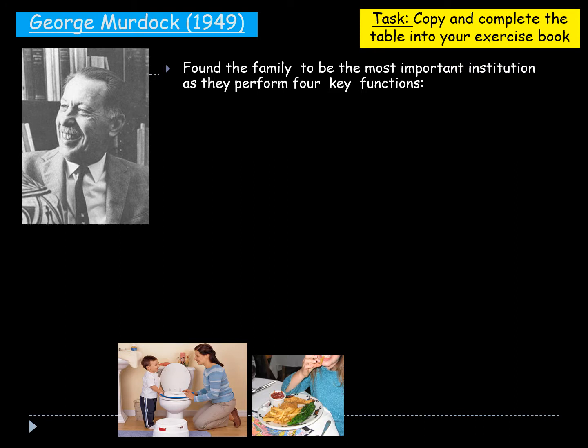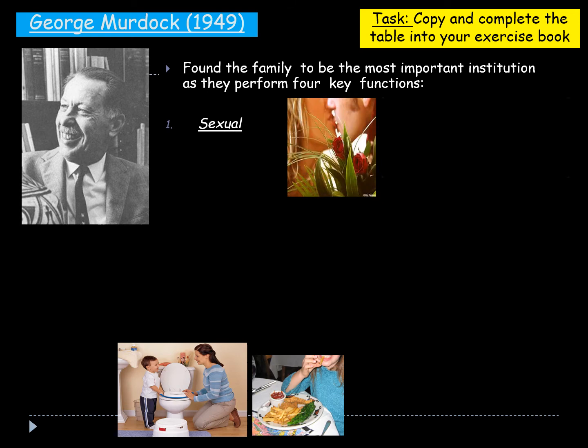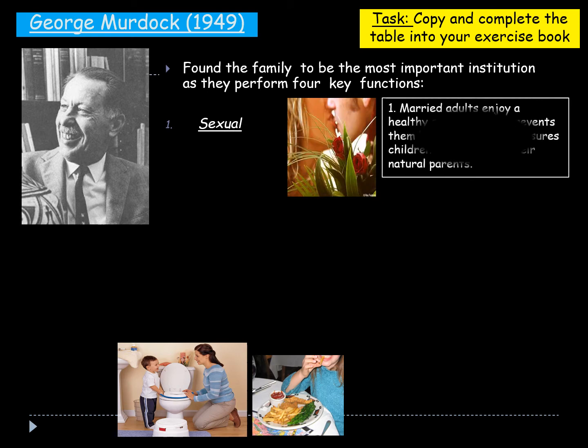So Murdock said that the family is important and it performs 4 key functions for society. The sexual function, which is simply married adults enjoying a healthy sex life, which prevents them from having affairs. They think that this is good because it means that there is stability in the family. There's not lots of change. And that means that children are raised by their biological parents and that is for them the best situation.